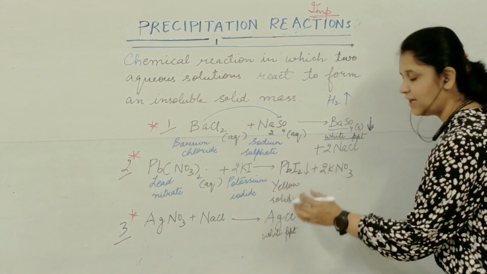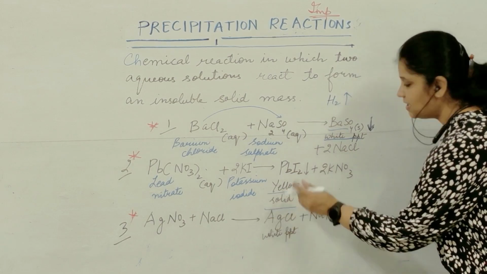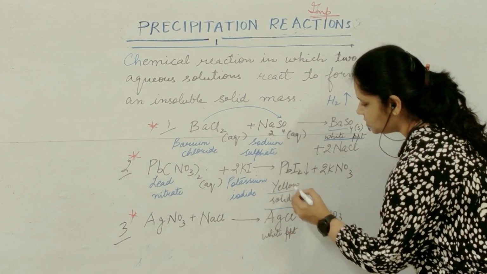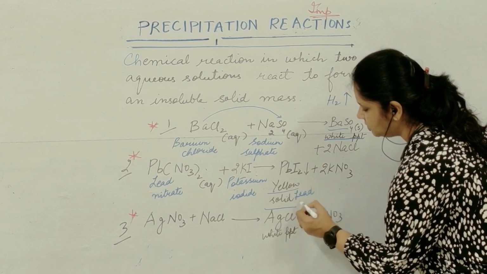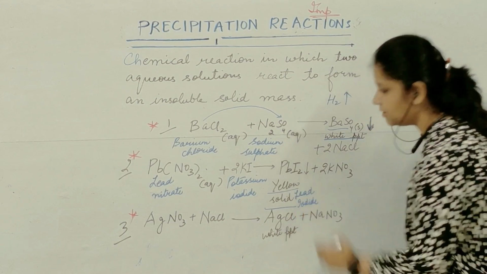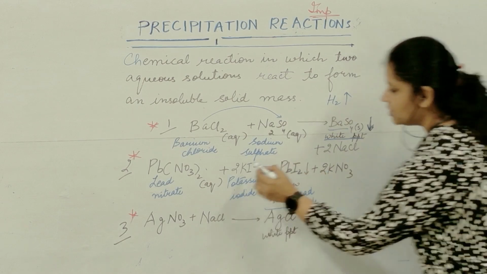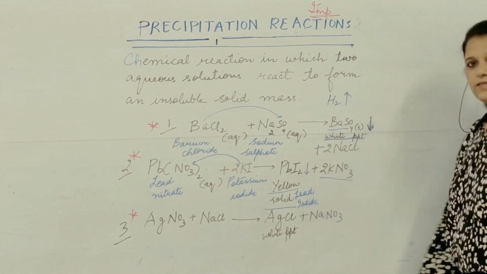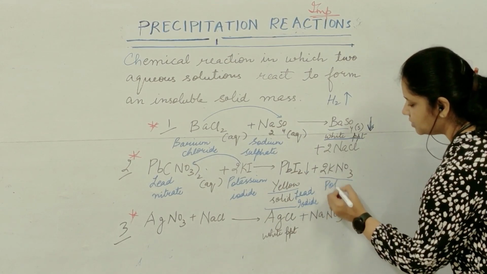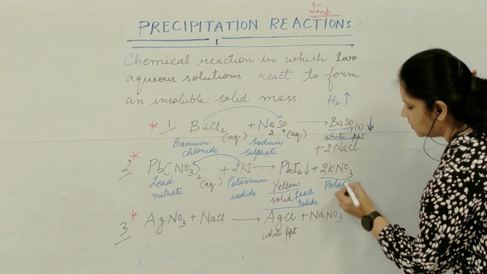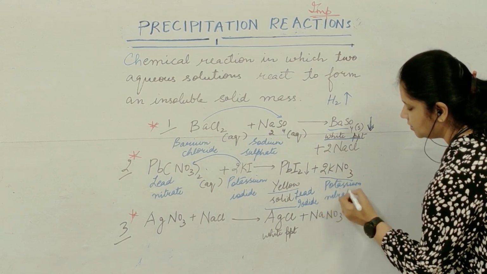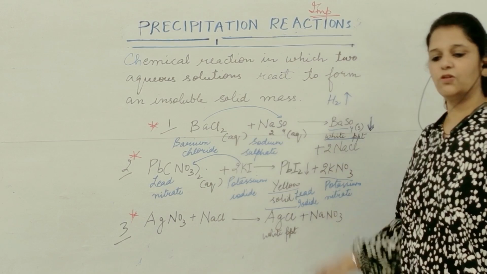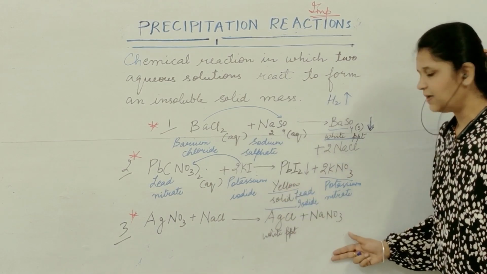Lead iodide, which is again a yellow solid. ये सारे जो colors हैं, you should learn them along with the name of the compound. So इसका नाम मैं यहाँ लिख देती हूँ, lead iodide. ऐसे ही इसका नाम क्या हो जाएगा, ये जो 2K है ये NO3 के साथ react कर जाएगा and it's going to form 2KNO3. The name of this compound is potassium nitrate.